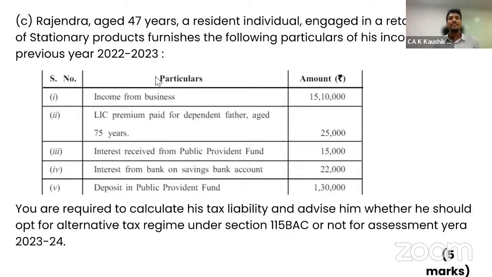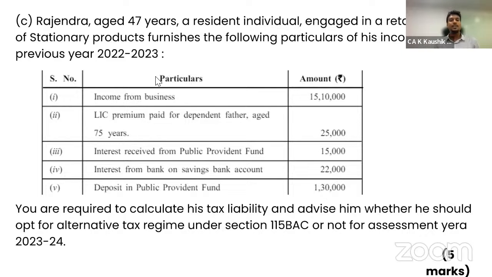The question here is whether the LIC premium paid for dependent father is allowed or not. Yes, it is allowed for self, spouse, children, and parents in case of medical insurance. But for LIC premium, it very clearly says self, spouse, and children. Dependent parents not allowed. Interest received from public provident fund, income from other sources of 15,000, interest from bank on savings bank account 22,000, deposit in public provident fund 1,30,000. So here we have two things: one is the PPF contribution of 1,30,000 and the interest from savings bank account of 22,000.